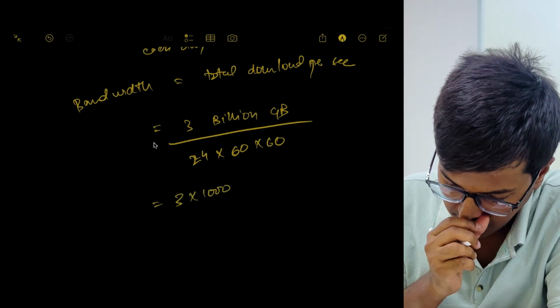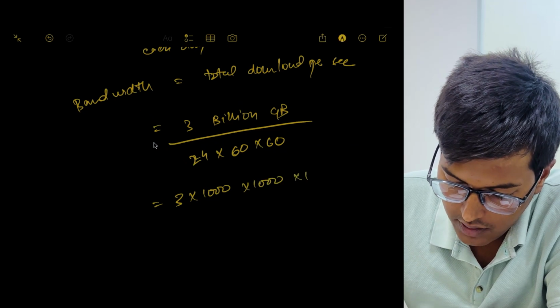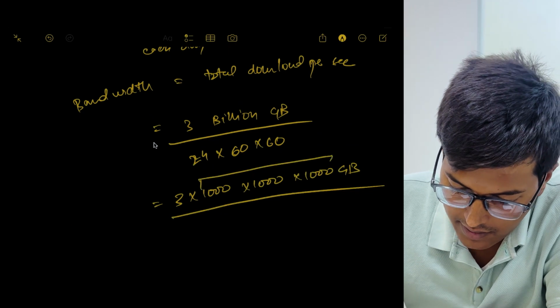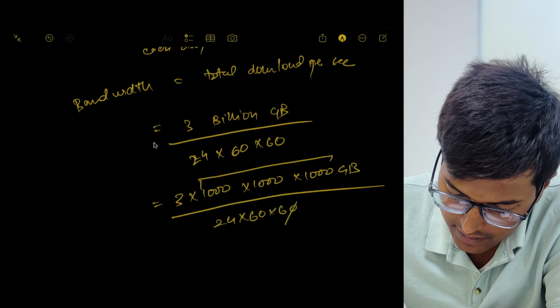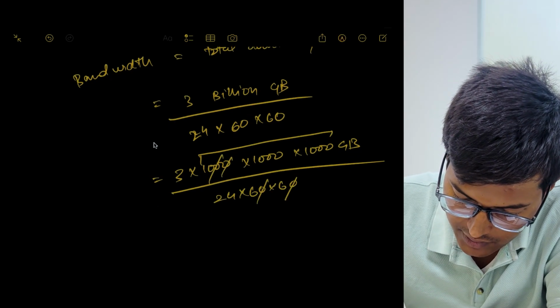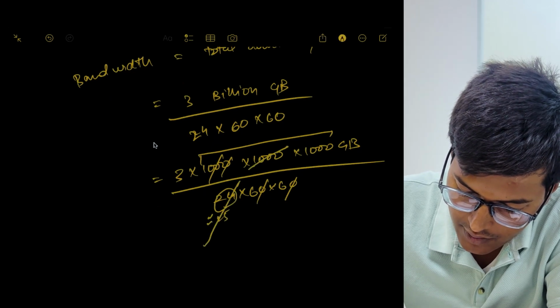1000 into 1000 into 1000 into gigabyte. This is a billion into 24 into 60 into 60, right? Let me cut this by this. Let me make it just 25, right? And cut this by 40.